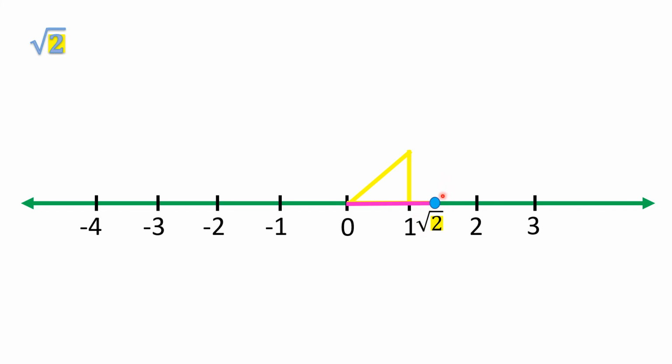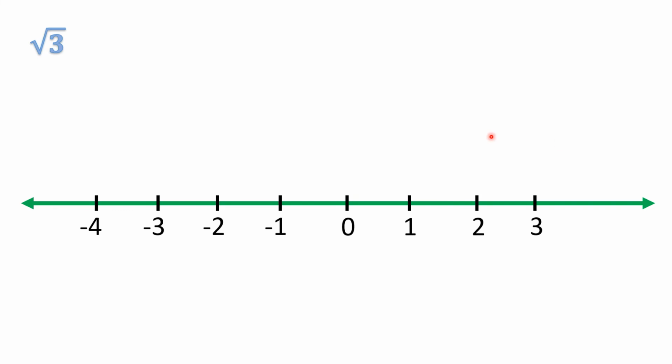And now what have we done? We have plotted root 2 on the number line. Like 0, 1, 2, 3, minus 1, minus 2, etc., all numbers which we have plotted on the number line earlier, likewise root 2 is also now on the number line. So now let us look at another number, how to plot another number on the number line, so that it will be clear.